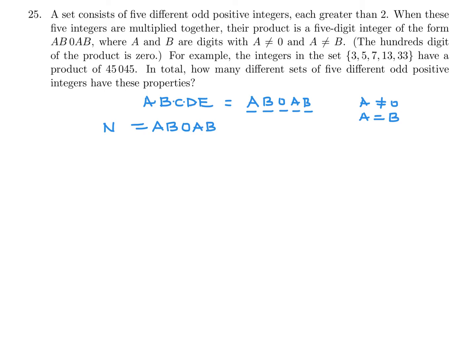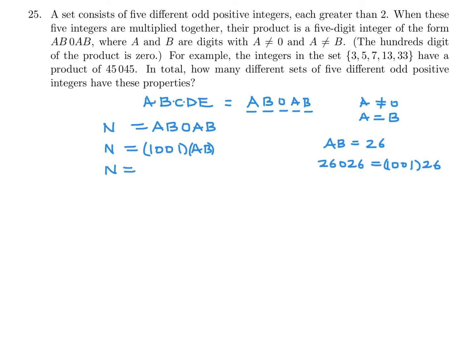Now, n could be factored as 1001 times AB. So, for example, let's say if AB was 26, then the number would be 26026, which is the equivalent of 1001 times 26. So that's how you get this factorization.